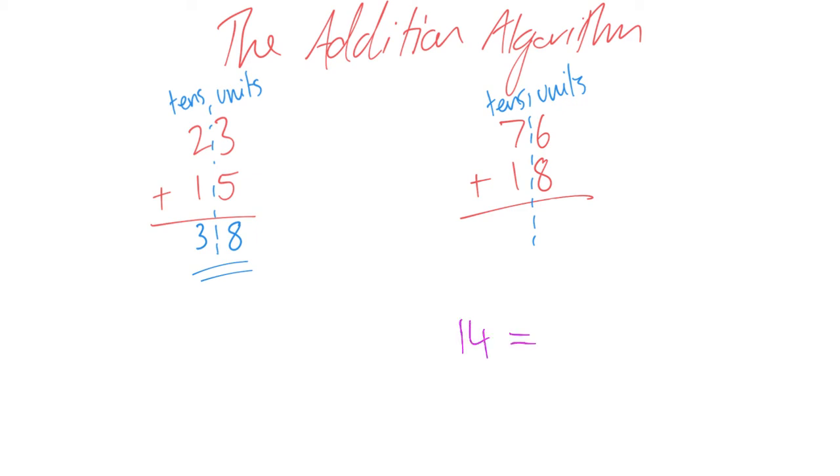14 is equal to 10 plus 4. So we can put the 4 in the units column, and the 10 we're going to put as an extra on the tens column there. So now we'll be adding the tens, 70 plus 10 plus this extra 10. And 70 plus 10 plus 10 is 90. So that is a 9 in the tens column. So 76 plus 18 is 94.